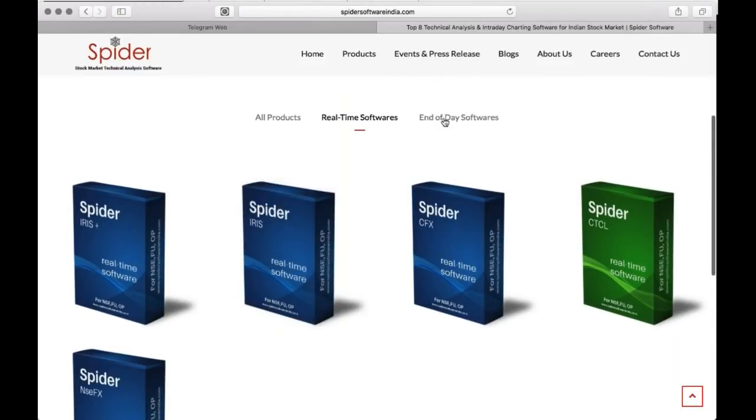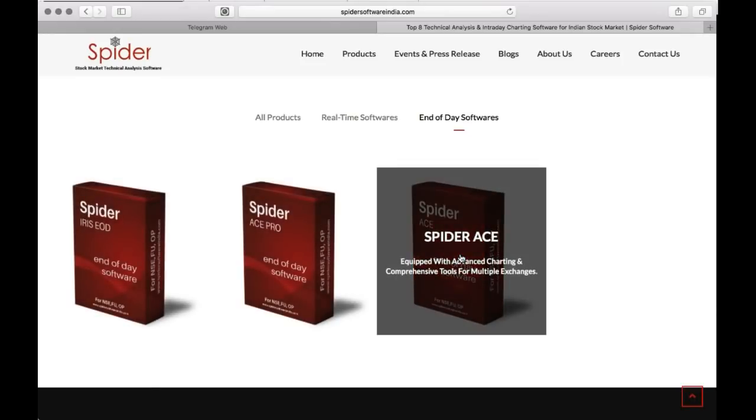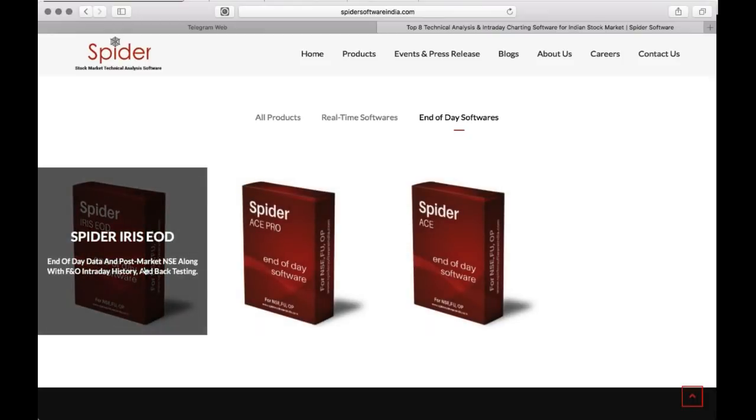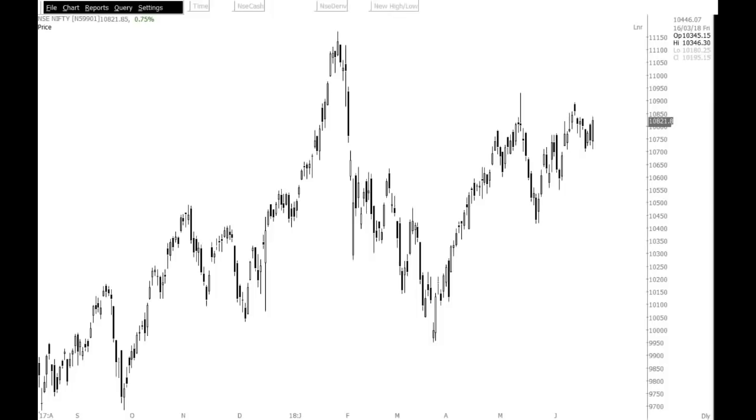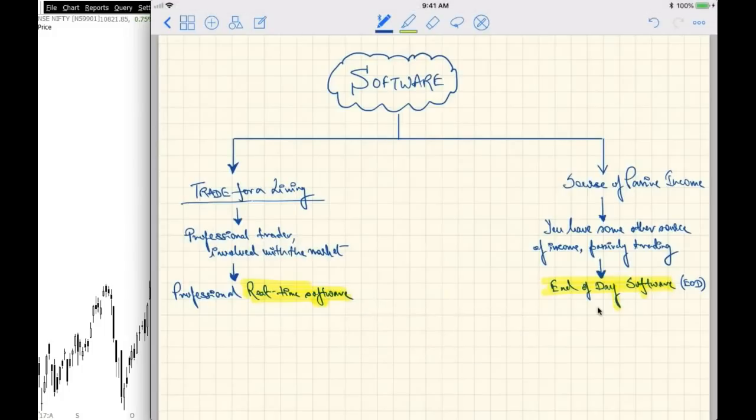So next are the end-of-day softwares, the IRIS EOD, ACE and ACE Pro. They will give you the market's information, the data, the same thing, the look and feel is going to be the same, but they're going to give you the information at the end of the day and you will not get it during live markets. As you choose whether you want to go for a real-time software or an end-of-day software, your life becomes much easier because the cost of an end-of-day software is anything between 1/3 to 1/4 of the real-time software.